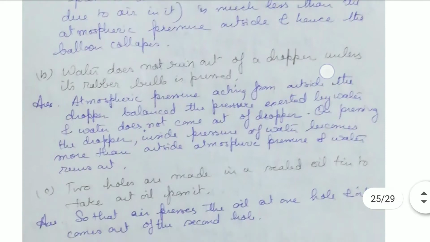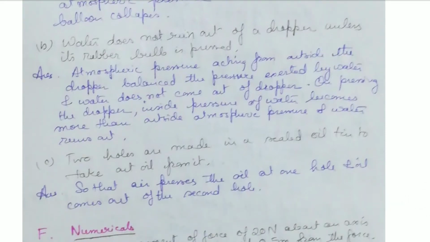Now, water does not run out of a dropper unless its rubber bulb is pressed. Why is it so? Because the atmospheric pressure acting from outside the dropper balances the pressure which is exerted by water, and water does not come out of the dropper. Inside the dropper there is water, and outside the dropper is the atmosphere, that is air. Both are exerting a pressure. So these two pressures become equal, and therefore the water does not come out of the dropper.